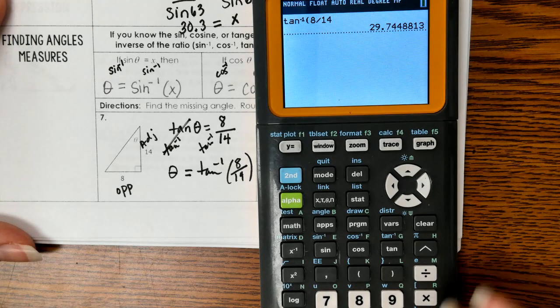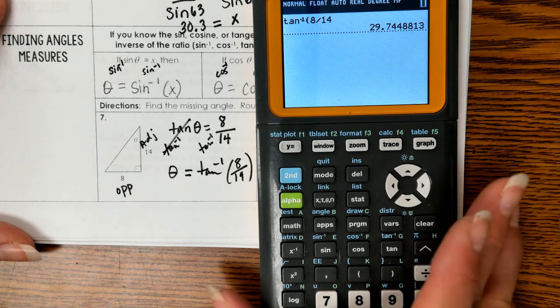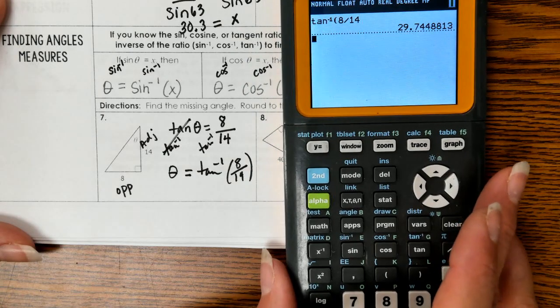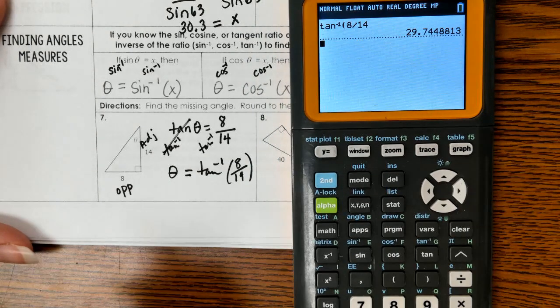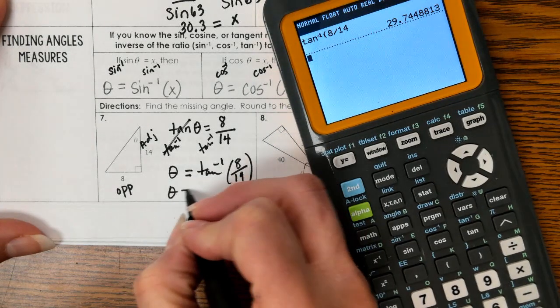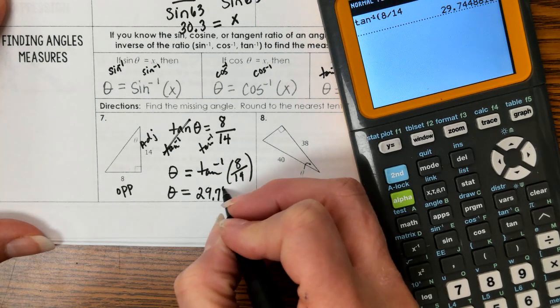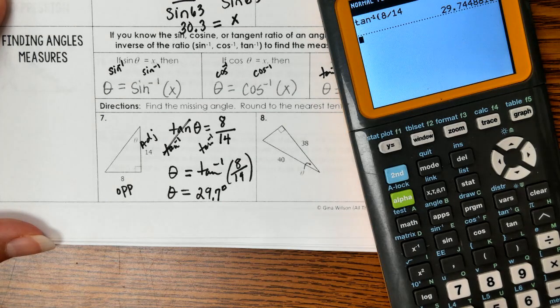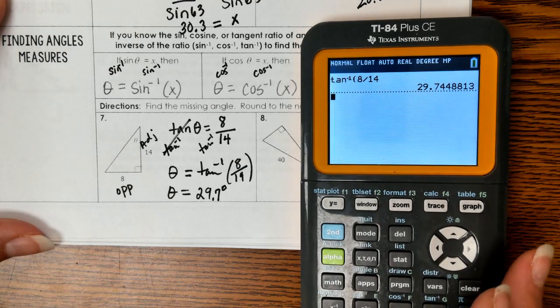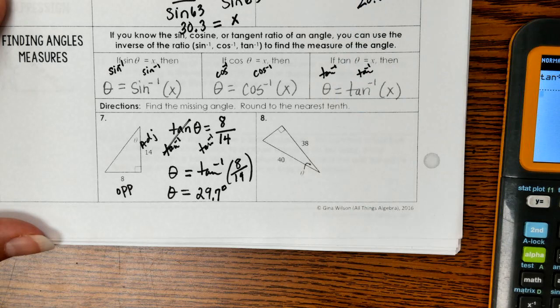Press enter. And you need to remember what we found. This is the angle. So it does say round to the nearest tenth. So when you find this answer, your angle is 29.7 degrees. Okay, and that is our answer for number 7. So let's check out number 8.